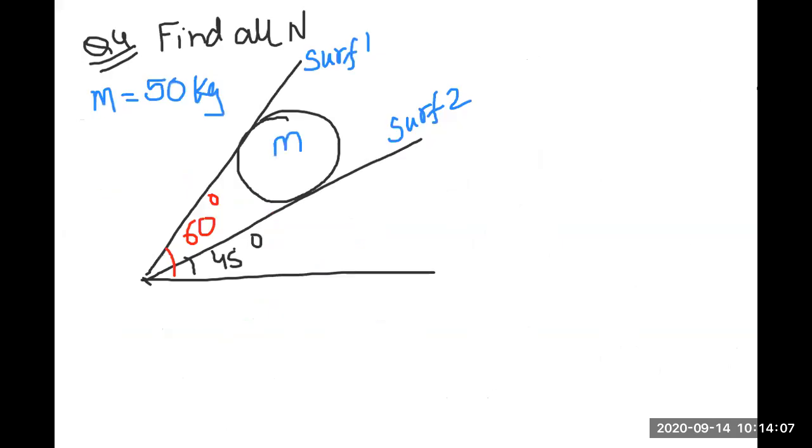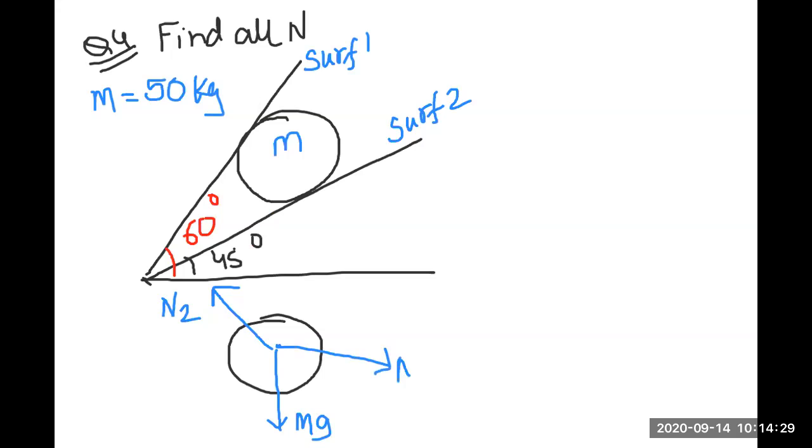This one, free body diagram. So the normal reaction due to surface 2 is simple. Normal reaction due to surface 1 थोड़ा सा सोचना पड़ेगा, वो ऊपर से नीचे आएगा नॉर्मल रिएक्शन.